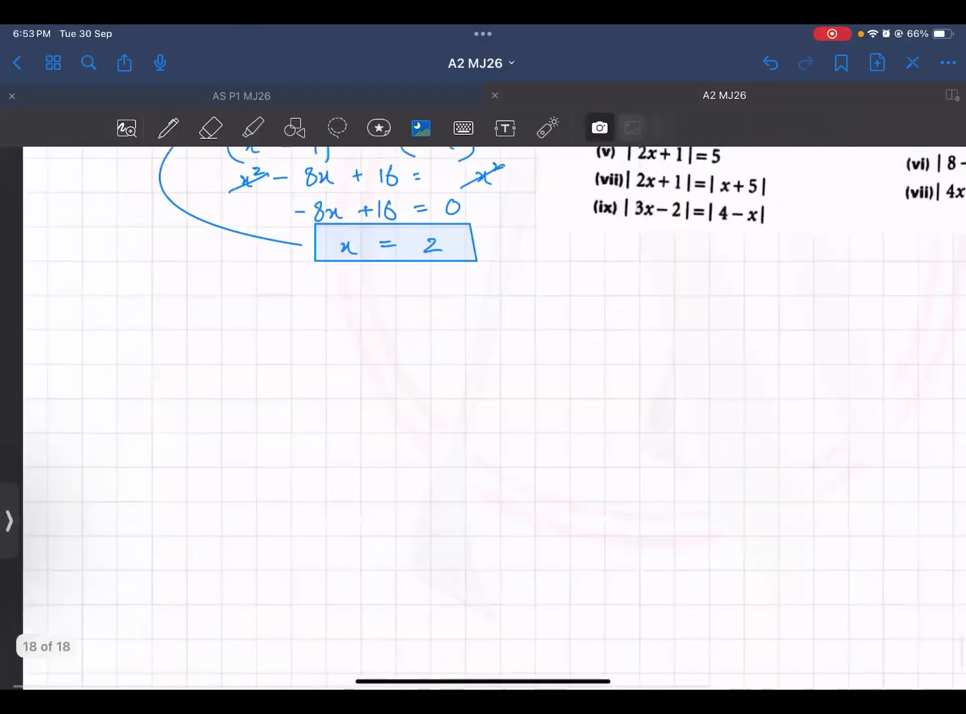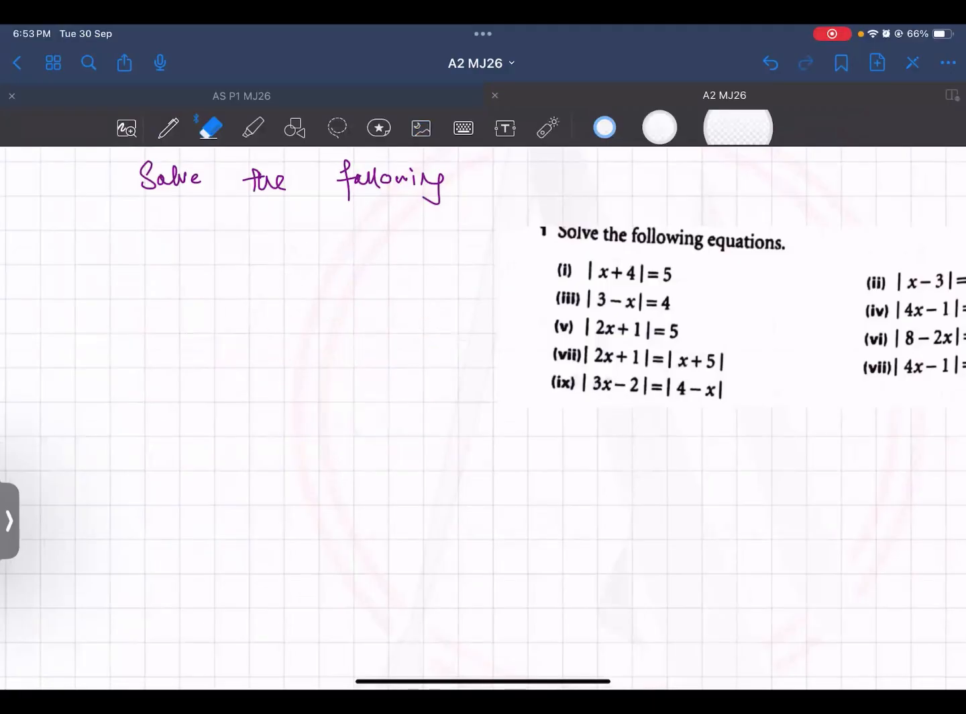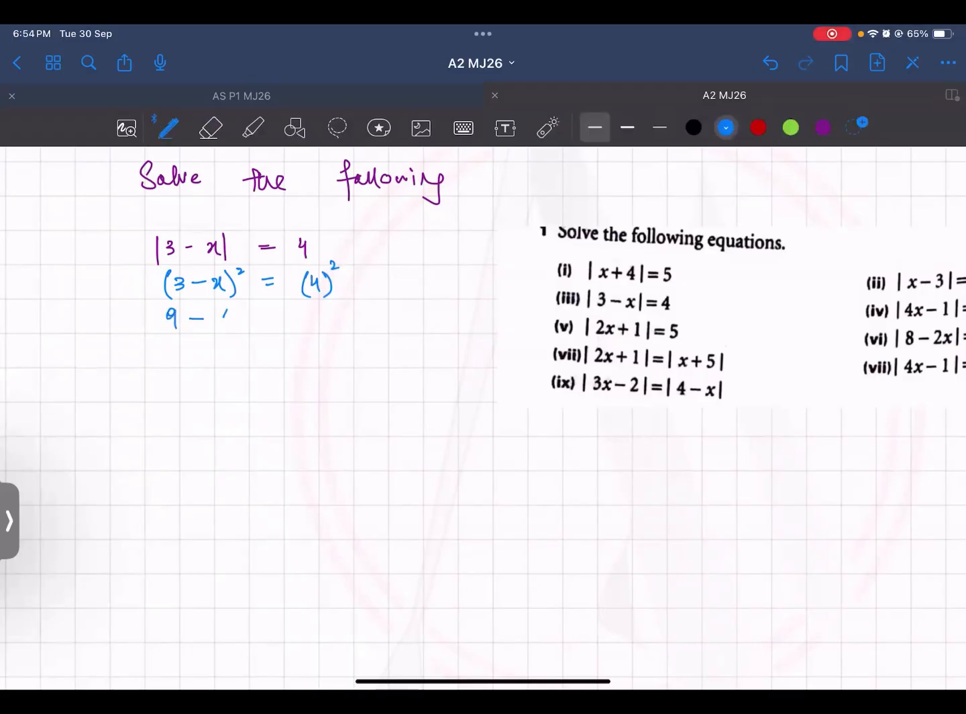I forgot about this example. The method is the same. I formed the question myself, so there are some issues with it. So let's suppose it is |3 - x| = 4. How do you expand this? You expand it the usual way, squaring on both sides, so (3 - x) whole square is equal to 4 square. After expansion, you will get 9 minus 6x plus x square is equal to 16. When you move everything to one side, you will get x square minus 6x minus 7 equal to 0.